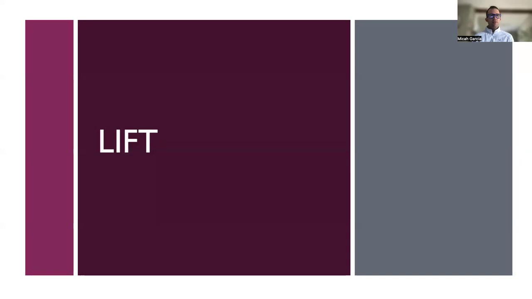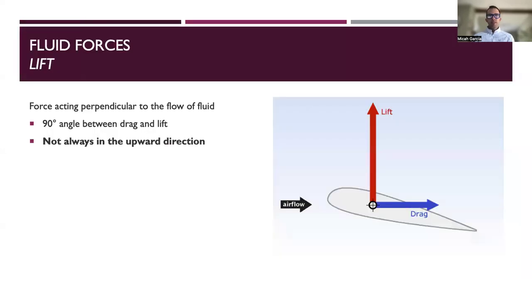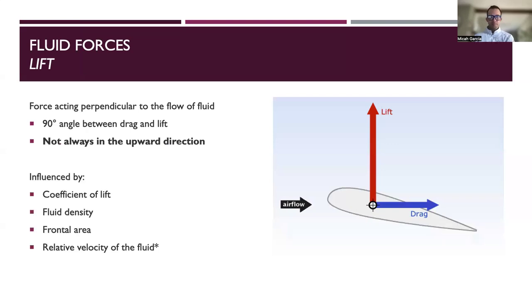The last type of fluid force we're going to talk about is lift force. And this is now going to be a force that acts perpendicular to the flow of fluid. So it's going to form a 90-degree angle between the drag and the lift force. It's not always going to act in the upward direction. So even though it's called lift, there can be a downward lift force. This is going to be influenced by the coefficient of lift, the fluid density, the frontal area, and the relative velocity of the fluid as well.